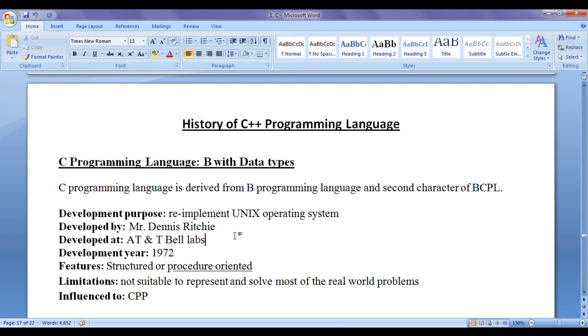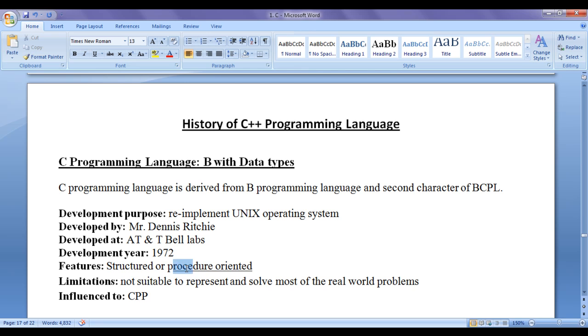Before C programming language, the Unix operating system was implemented using assembly level language. To re-implement the Unix operating system, Mr. Dennis Ritchie at AT&T Bell Labs around the year 1972 designed the C programming language. Most of the Unix operating system parts are implemented using the C programming language.